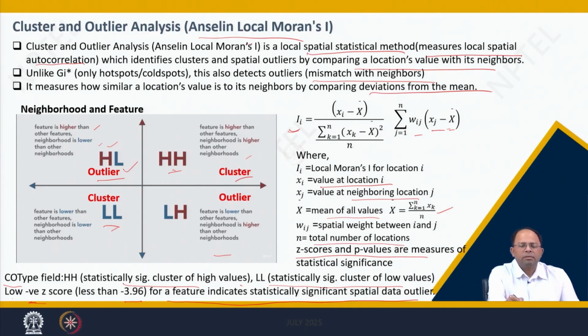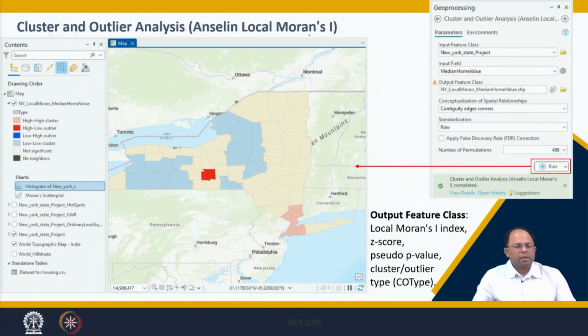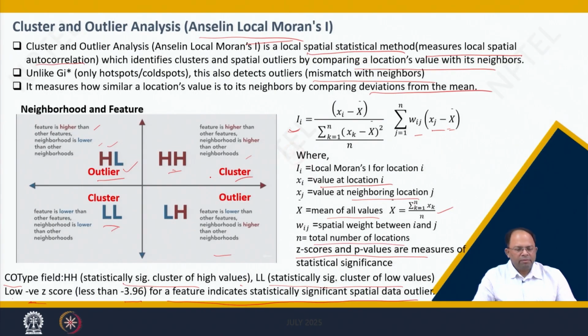So that's why we are bringing in Moran's. This is where we have applied that, and you can see over here that we have used the same data set. That means the median home value in New York is being considered, and then the output feature class is given. Again we are taking contiguity edge corners, and we are standardizing also, and then you can see over here this is the value that we are getting. So high clusters, high-low outliers, then low-high outliers, and all these things are marked accordingly. These are identified.